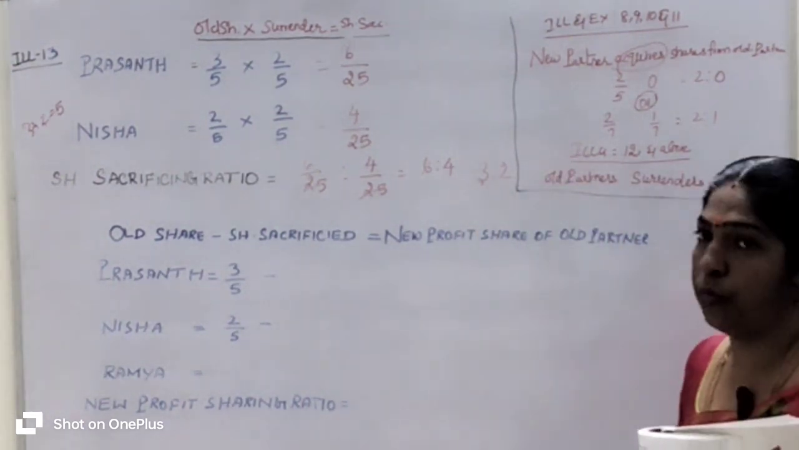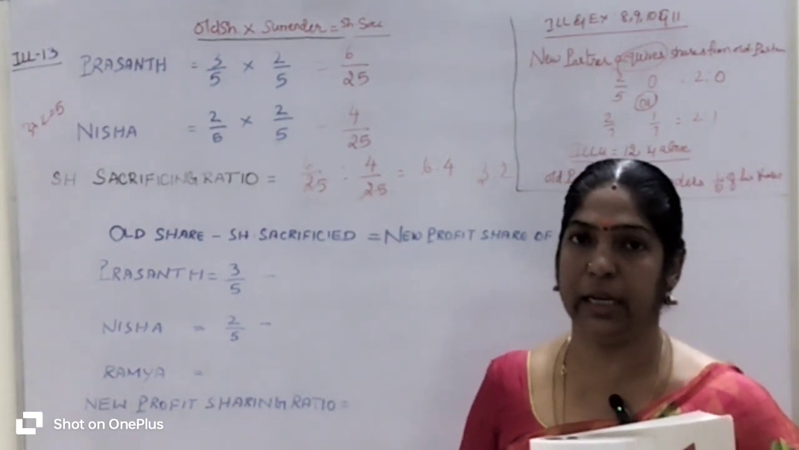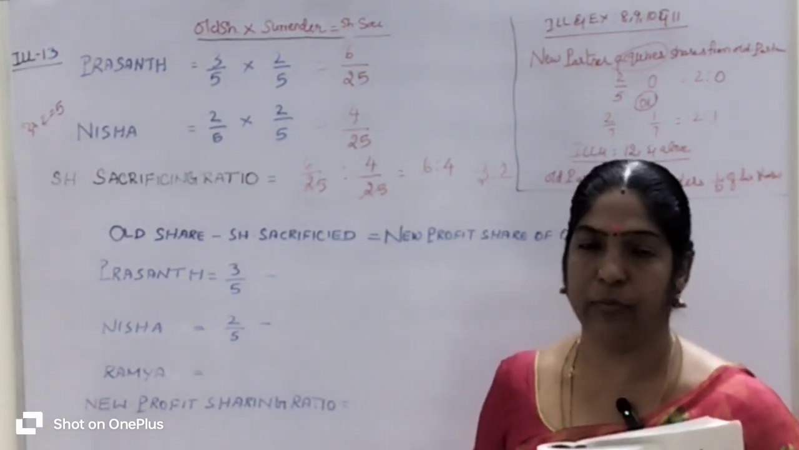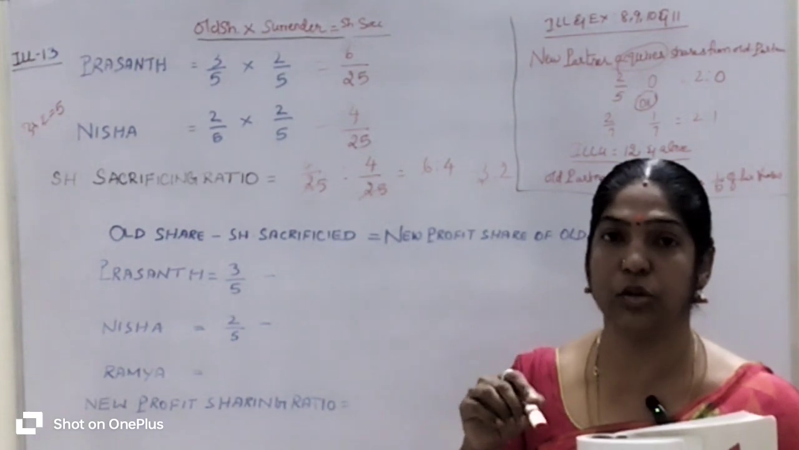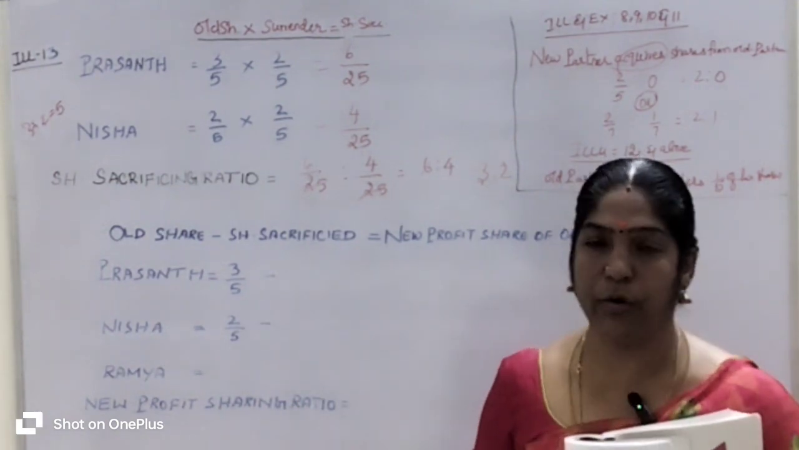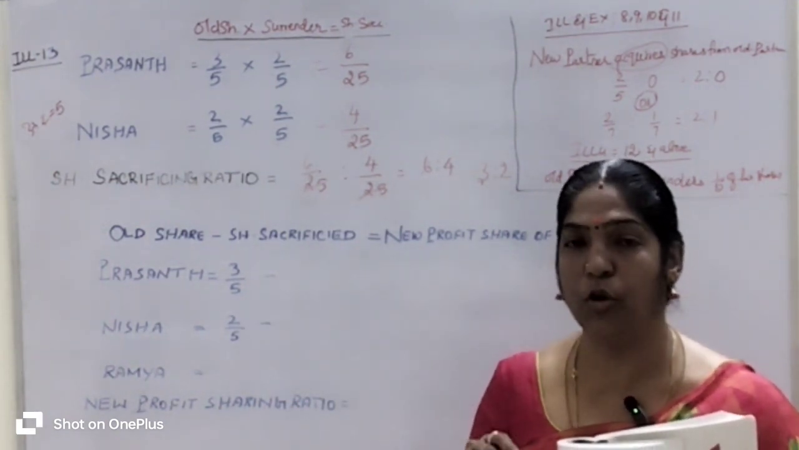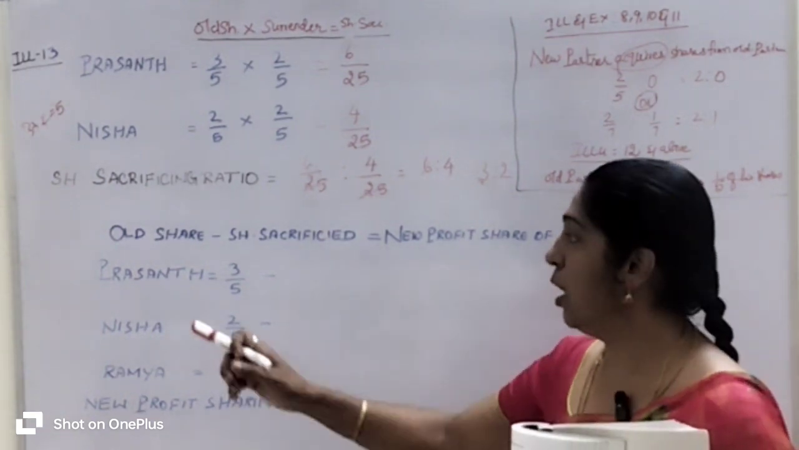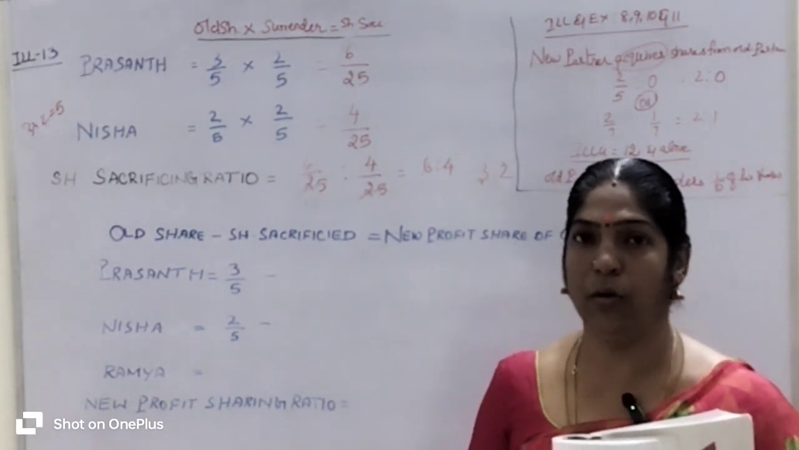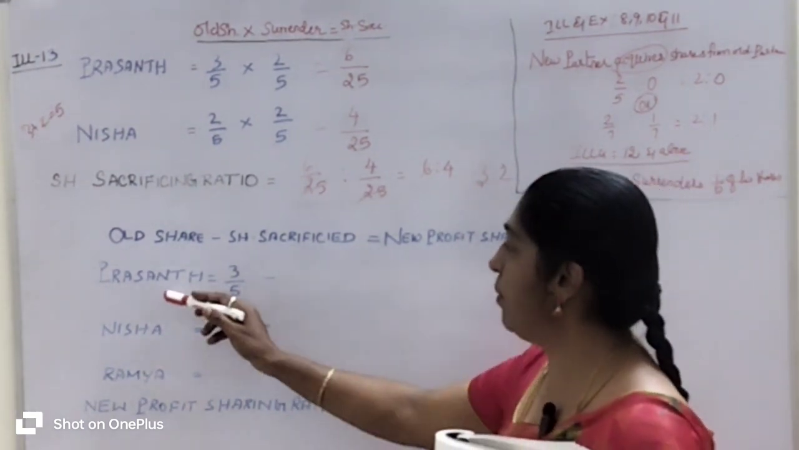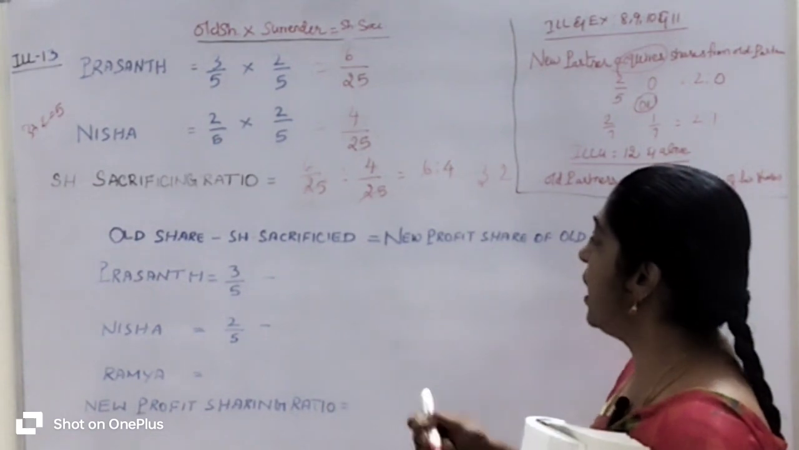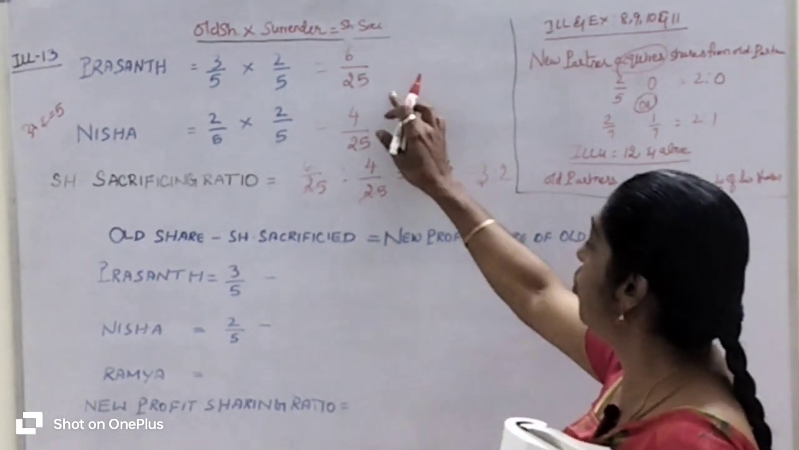Now we are going to find out the new profit sharing ratio of Prashant, Nisha and new partner Ramya. First we are going to find out the new profit sharing ratio of old partners. Who are the old partners? Prashant and Nisha. How can you find out the new profit sharing ratio of old partners? We have the formula. What is that? Old share minus share sacrifice. You will get the new profit sharing ratio of old partners. In this way, let's take Prashant. Prashant's old share is 3/5. His share sacrificing ratio is 6/25.